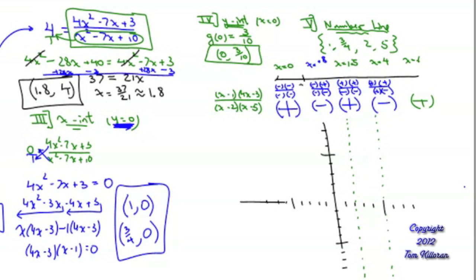Okay, so y equals 4 is right about here. It's our horizontal asymptote. Any special points? Yes. 1, 0, which is right here. And 3/4. That's a little harder. It's really close to 1. I'm just going to move it over a little bit. I'm going to put it at about half.